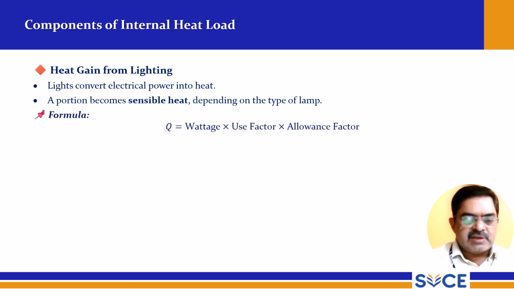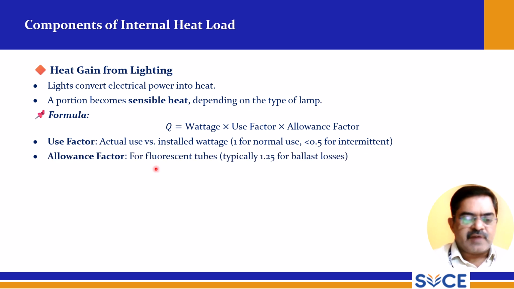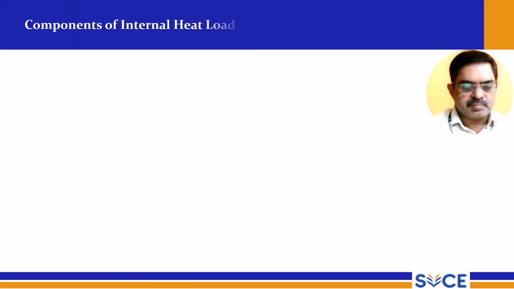To calculate the heat gain from lighting, it is equal to wattage into use factor into allowance factor. The use factor is the actual use versus installed wattage. So normally 1 for normal use and less than 0.5 for intermittent use. The allowance factor is typically 1.25 for fluorescent tubes, for ballast losses.